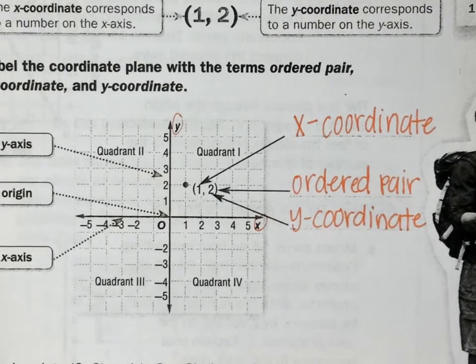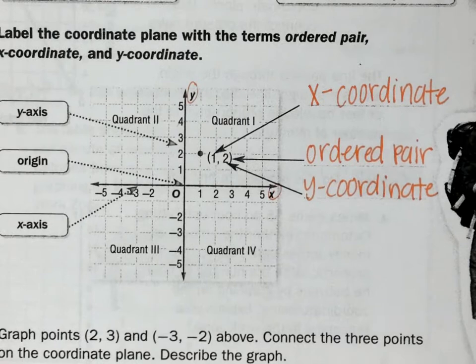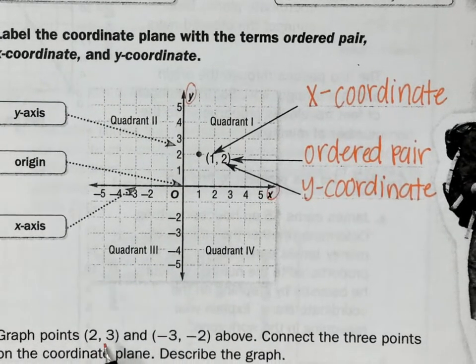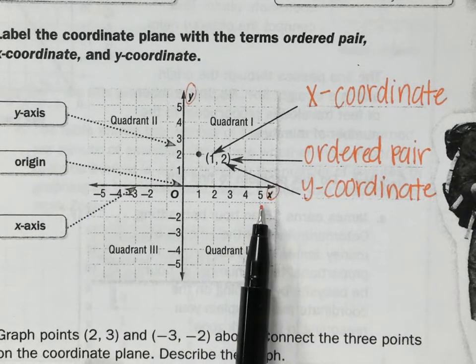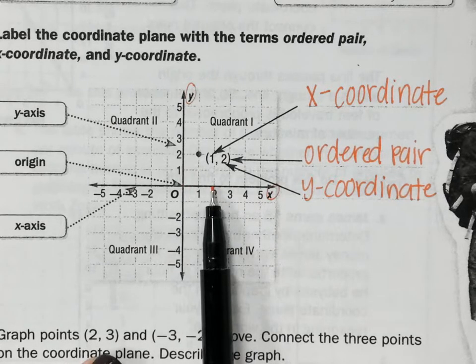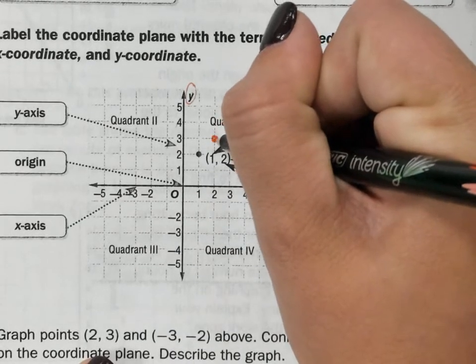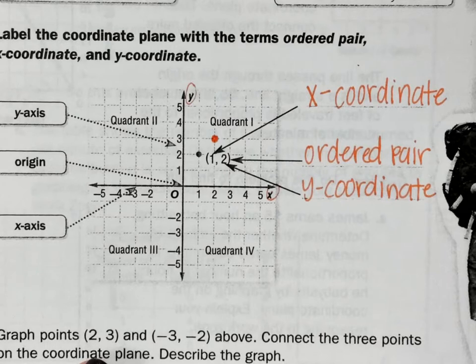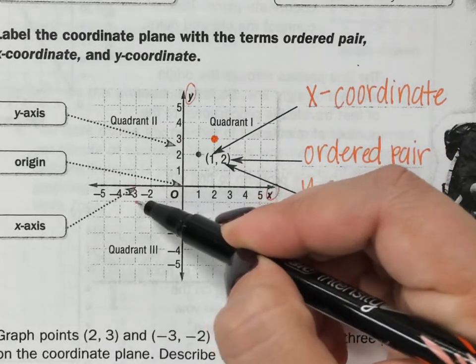So at the bottom it tells us to graph 2, 3, and -3, -2. So if I'm graphing 2, 3, that tells me that my first number of 2, that's my x coordinate. So it's either going to go left or right because it's on my x axis. So since it's a positive, that means I'm going right 2. And then my 3 is positive, so that means I'm going up 3. And I'm plotting that point. If I want to plot -3, -2, they're both negative, so that means I'm going left 3 and down 2.